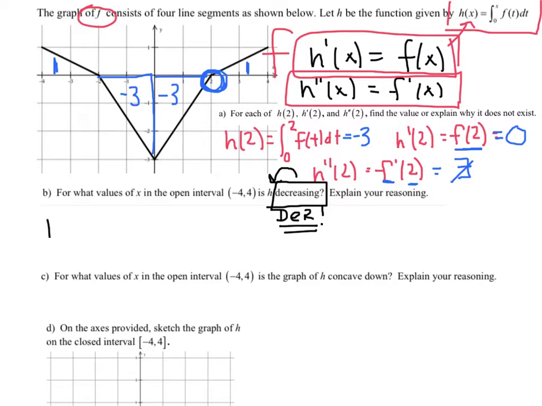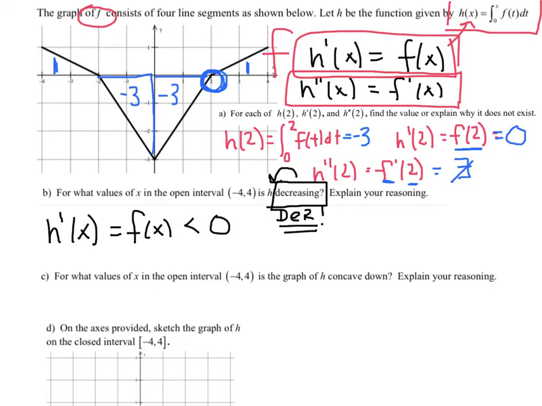So the first thing I'm writing down is h prime of x, which is equal to f of x, again from our cheat sheet. If I'm decreasing, what do you know about those values? You're right, we want them to be less than 0. So that's the whole setup to the problem. If you can get that, this question's easy.